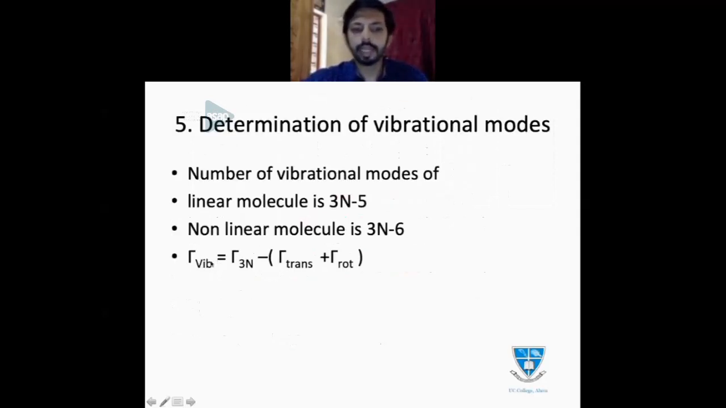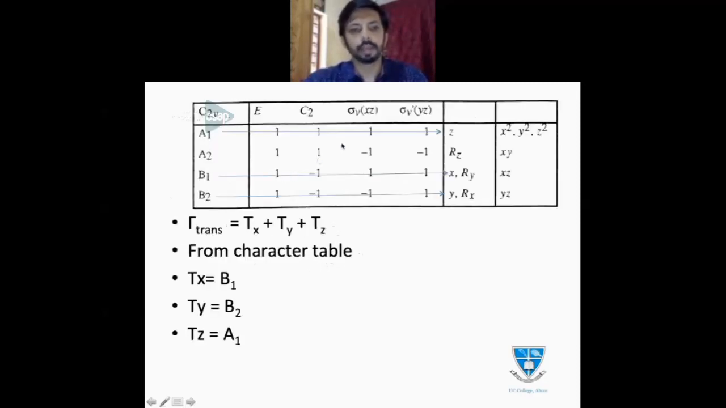So in order to determine the vibrational degrees of freedom, we have to subtract gamma translational and gamma rotational from the 3n total degrees of freedom. How can these translational degrees of freedom be determined? It can be determined from the character table. So look at this character table. The translation is in 3 directions, that is x, y, and z.